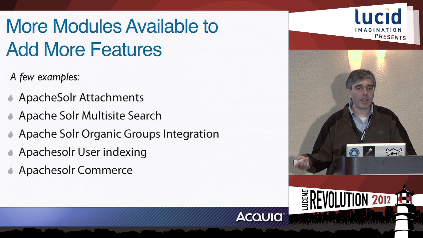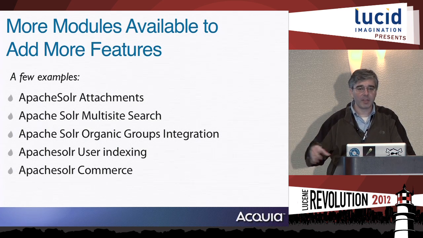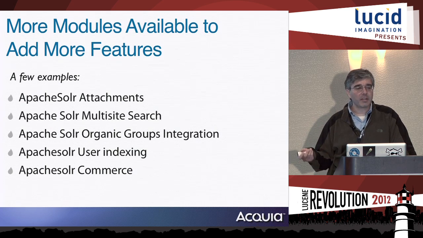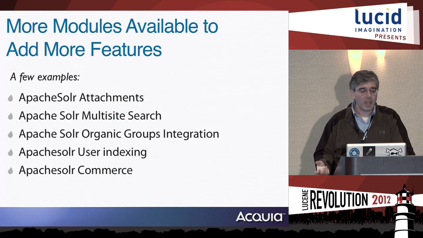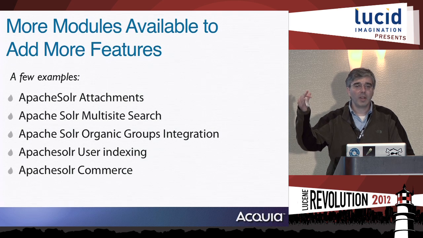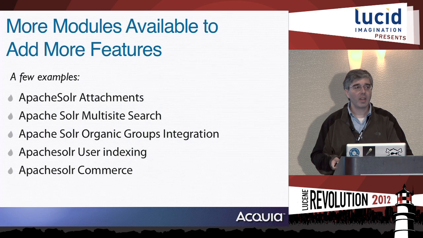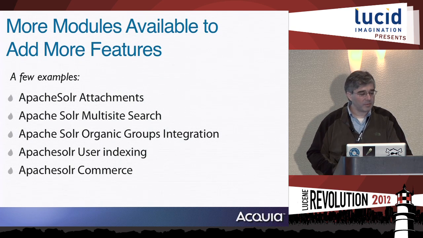We have integration with organic groups, which is something that a lot of intranet sites use. This basically has groups of users that form around topics or departments. And if you want, you can also index users, your user profiles, and let people search across those. There's integration with e-commerce, so people are already doing work there if you want to set up an online store and use Solr. So these are all already built. They may not be 100% perfect for your use case, but they're going to get you 95% of the way there without you doing any work at all.